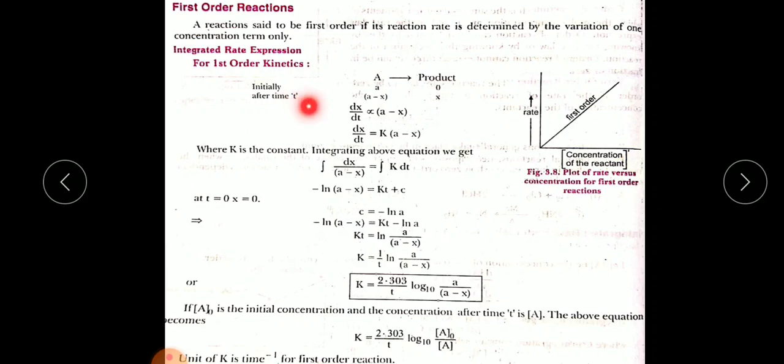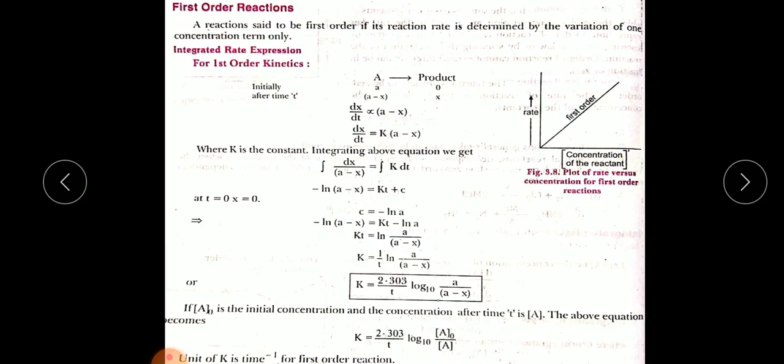Now after a time t, let x amount of reactant A get disintegrated and form the product x. So it will be a minus x and x. Now from this, if you want to write down the rate of reaction, the rate of reaction, that is dx by dt, will be proportional to a minus x, that is the concentration of the reactant. When you remove this proportional sign, we'll put a constant k, that is the rate constant.